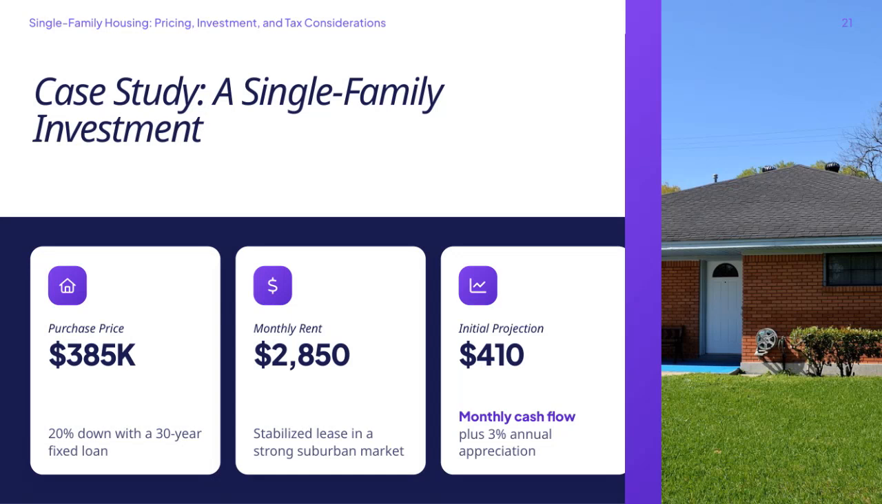Let's take a closer look at a real-life example with this single-family investment case study. The property was purchased for $385,000 with a 20% down payment and financed through a 30-year fixed loan. This setup provides stability and predictability in mortgage payments. The monthly rent is set at $2,850, reflecting a stabilized lease within a strong suburban market, which is key for consistent income. Our initial projections show a monthly cash flow of about $410, which is a positive return after expenses.